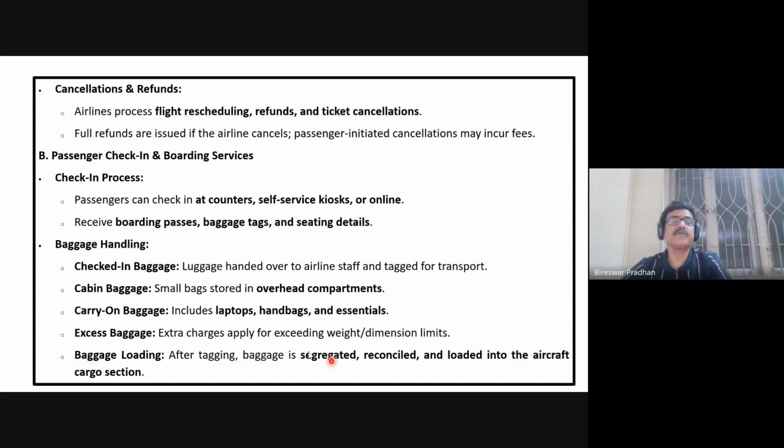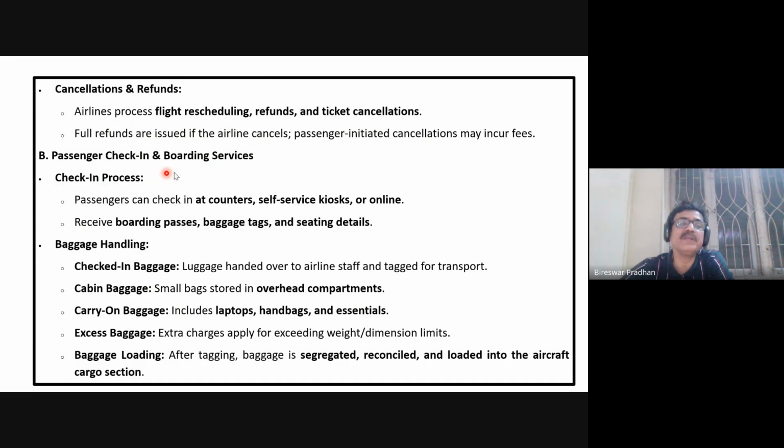No cancellation refund. If it is cancelled, what is the procedure to get it? Airline process: pricing, scheduling, refund and ticket cancellation. Full refunds are issued if the airline cancels. If the passenger initiates a cancellation, fees may be incurred.